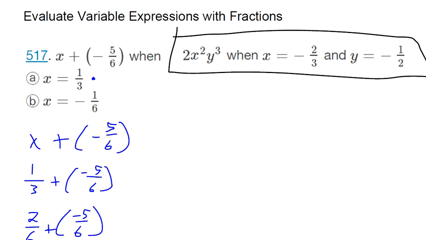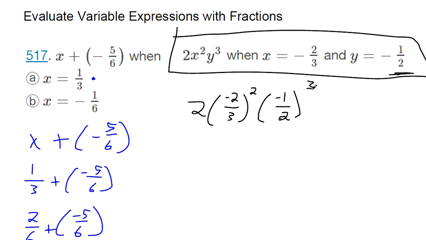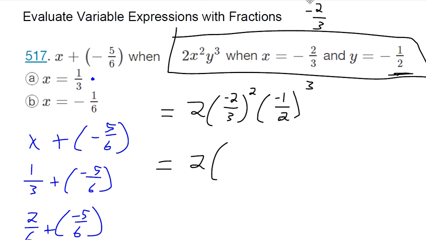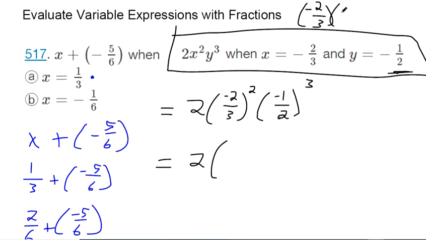For this one, I don't know what number this is in the book, but we just have to plug in negative 2/3 in for x and negative 1/2 in for y. So there's negative 2/3 in for x. Negative 1/2 goes in for y. So if you square something, that means it's multiplying by itself. So negative 2/3 times negative 2/3. That makes 4/9.